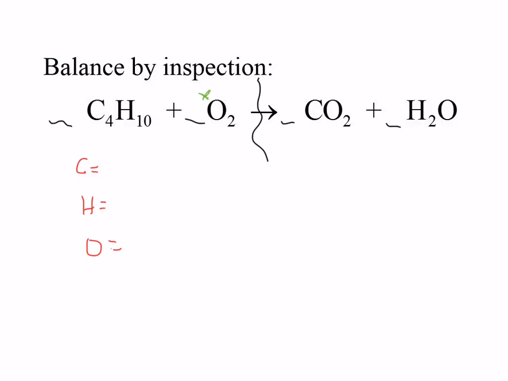Okay, so with coefficients of 1, it's looking like what? I have 4 carbons, 10 hydrogens, and 2 oxygens. Now on the product side, we have 1 carbon. Now here's where our hydrogen is 2 hydrogens. Here's where we need to actually add the oxygen from both of the products. So we would have 3 oxygens.